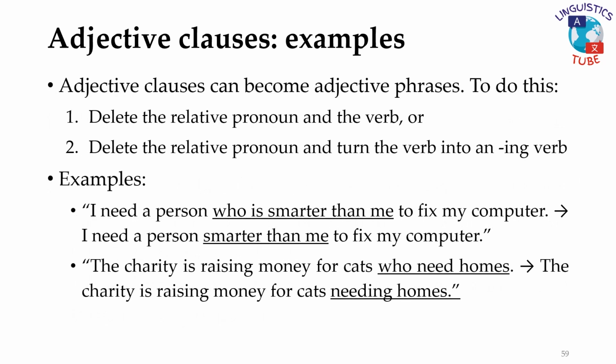An adjective clause can easily be reduced to an adjective phrase. There are two ways to do this. Depending on the grammar of the sentence, you can either delete the relative pronoun and the verb, or delete the relative pronoun and turn the verb into an ing verb. Specifically, use the first method if the adjective clause modifies the object of the main clause, and use the second method if the relative clause modifies the subject of the main clause.